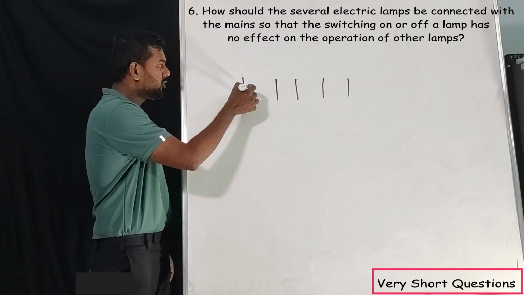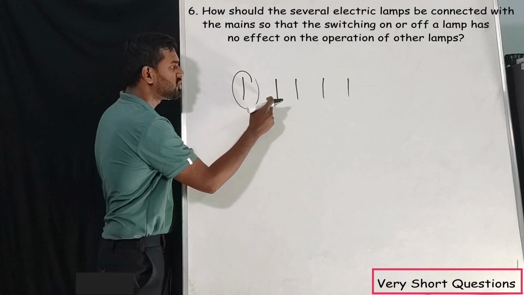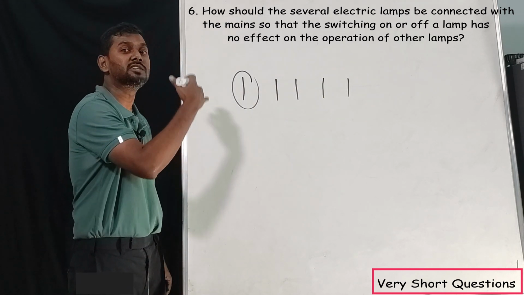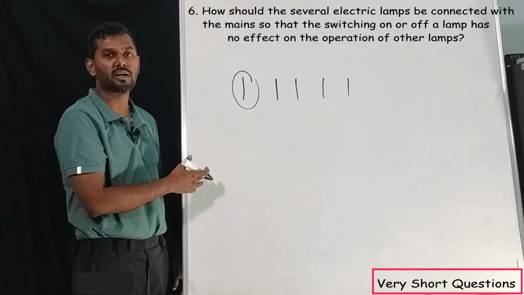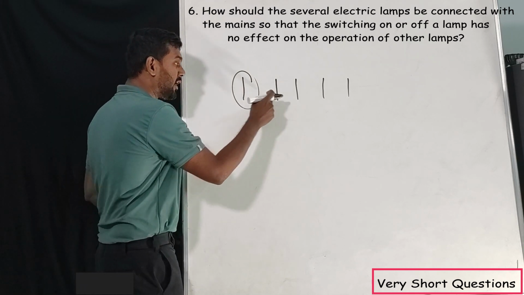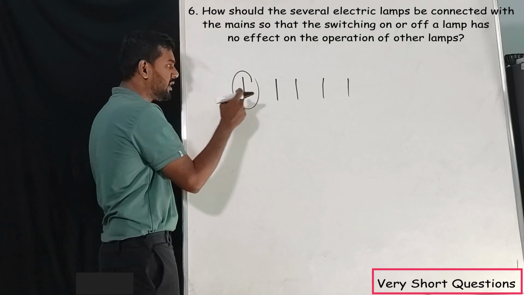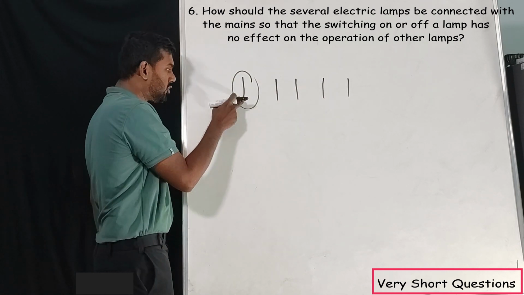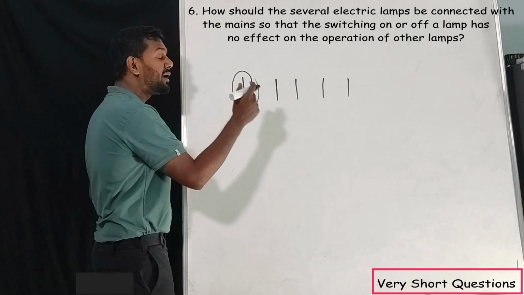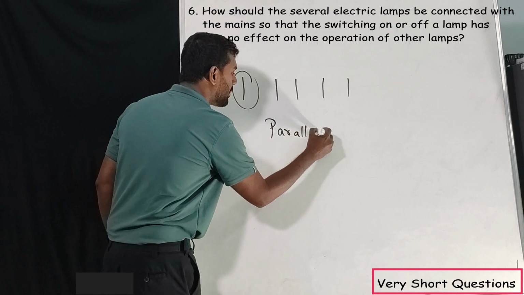So now I need to turn off this one. I need to turn off this one. Whatever I do, it should not affect any of the remaining electric bulbs. So how should these be connected? This is what we learnt in an earlier question also. If you connect it in series, if you turn off this one, everything will be turned off. If you turn on this one, everything will be turned on, correct? So it should be connected in parallel. So the answer for this question is parallel.